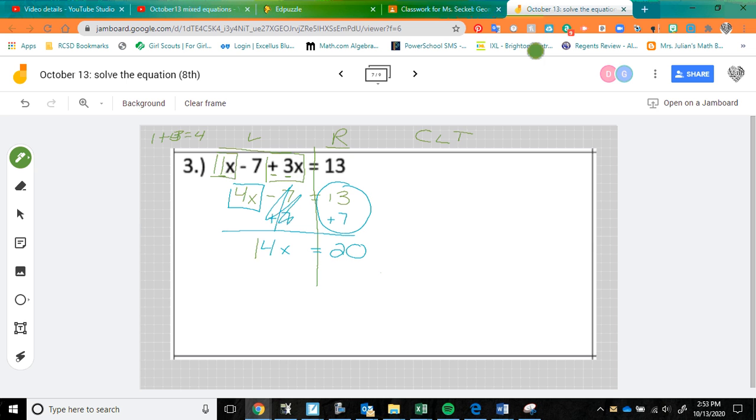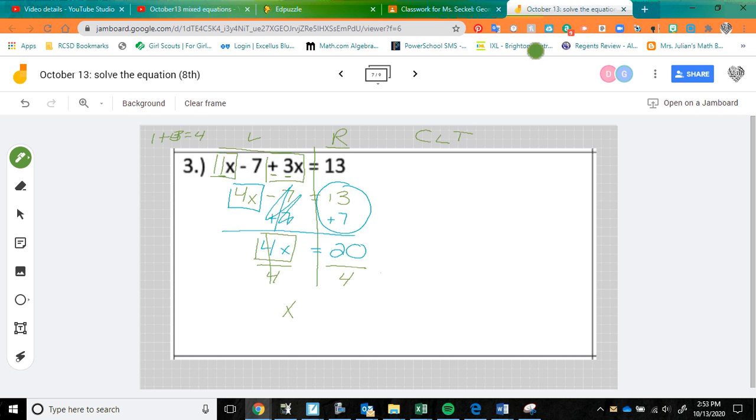Keep going, box up the x again. There's still this 4 that's on the left-hand side. It is inside the box now. That means it's a multiplication problem. The opposite of multiply is divide. So we're going to divide both sides by 4.